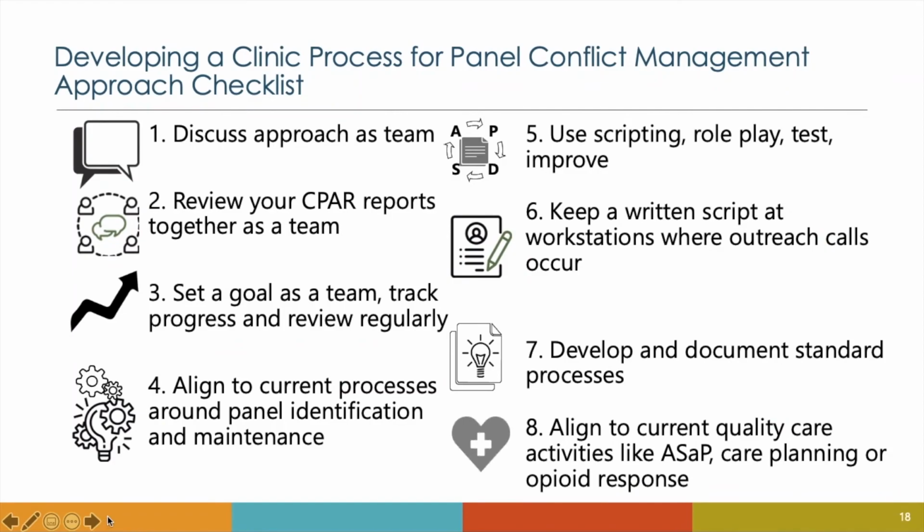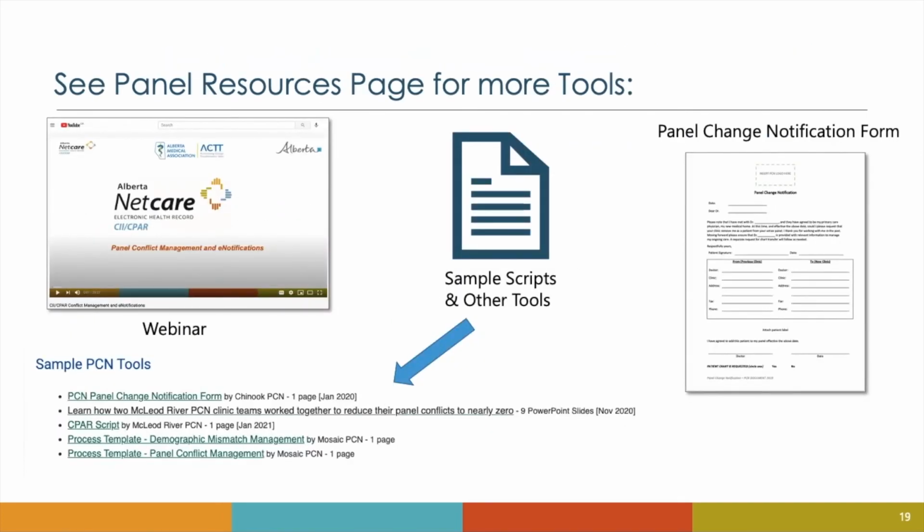There is a CPAR panel conflict management approach checklist in the team toolkit, and it's not something we'll go into detail here because you can find that information in the webinar called Panel Conflict Management and E-Notifications. Other tools that are available on the CPAR panel resources page include PCN tools, sample scripts from other clinics, as well as the panel change notification form.